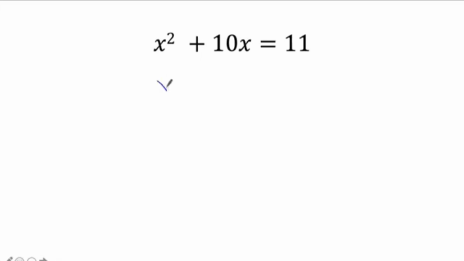So at the left side, we have x squared plus 10x. At the right side, we have 11. But our problem is we cannot apply the square root property because this is not a perfect square trinomial. So there is now a need for us to find that missing term to be able to complete the square.